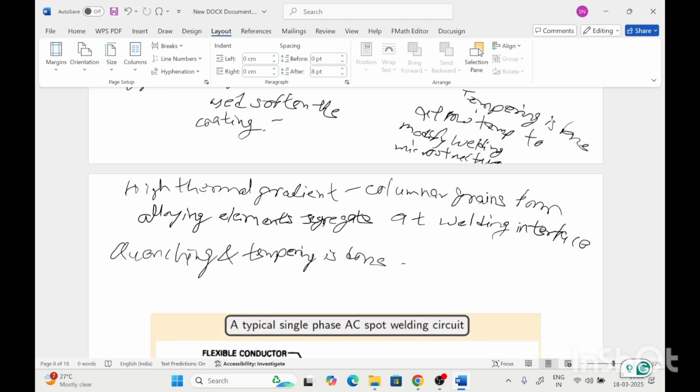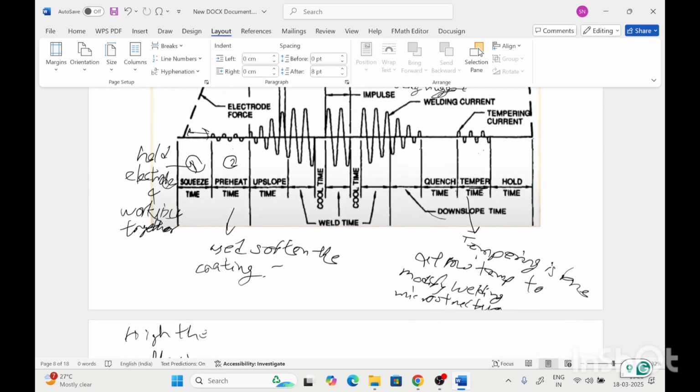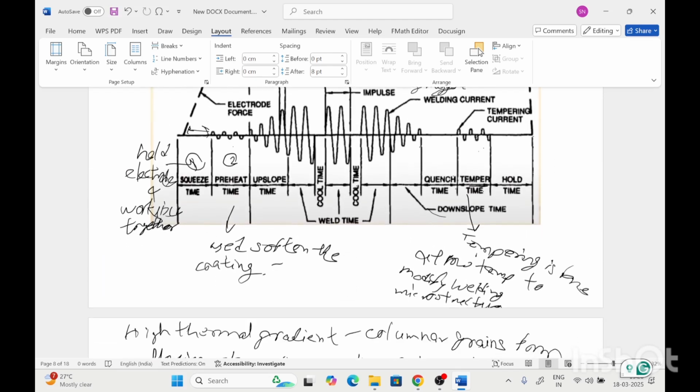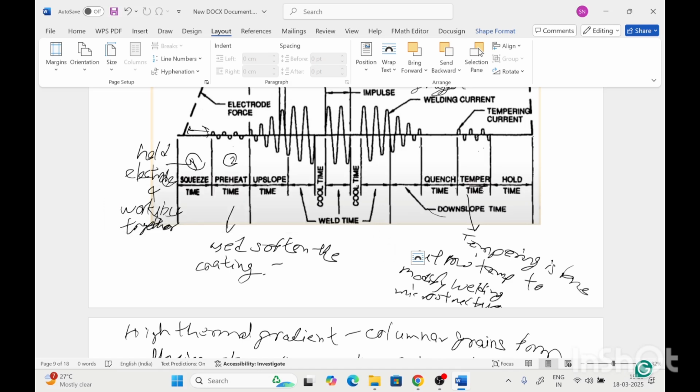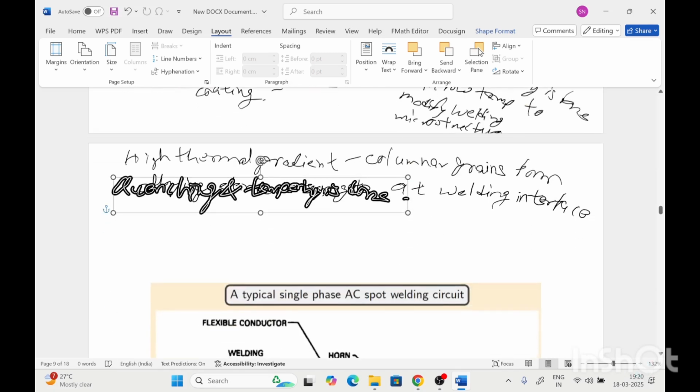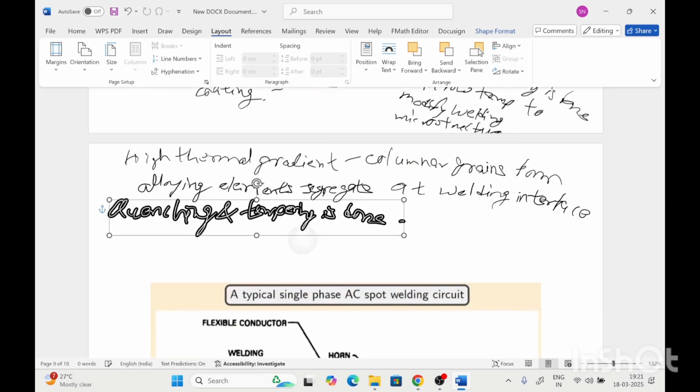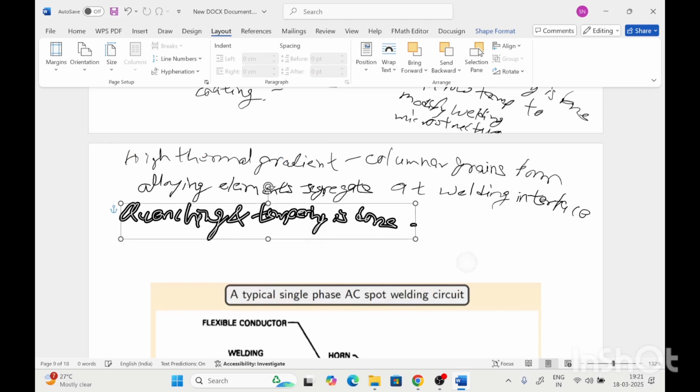And here in this case, where the current is decreasing, this current is also helpful in aluminum alloy welding to prevent cracking. Weld cracking can also be avoided by decreasing this current by some value, by some rate.